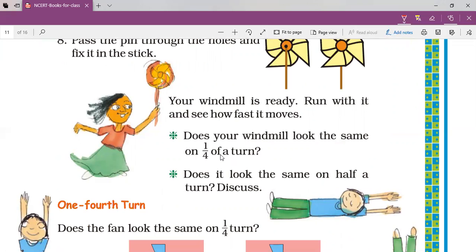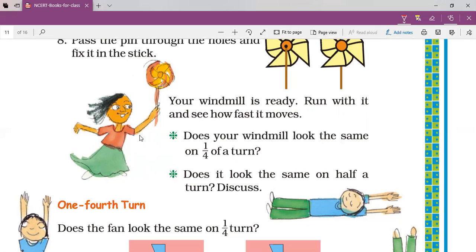Now, they can ask you a question. Your windmill is ready. Run with it and see how fast it moves. Does your windmill look the same on a 1/4 of a turn? Does it look the same on a half turn?